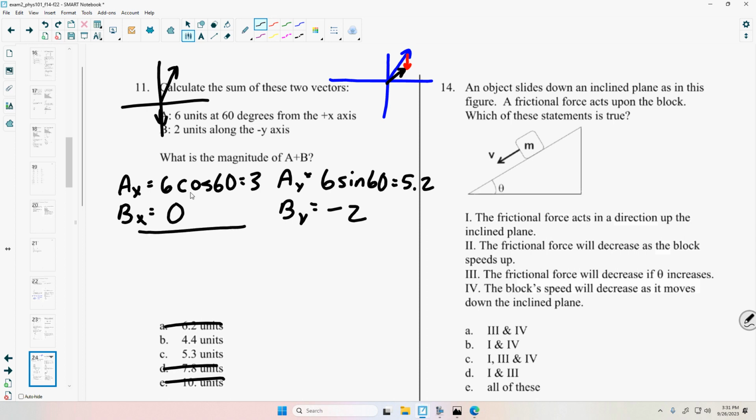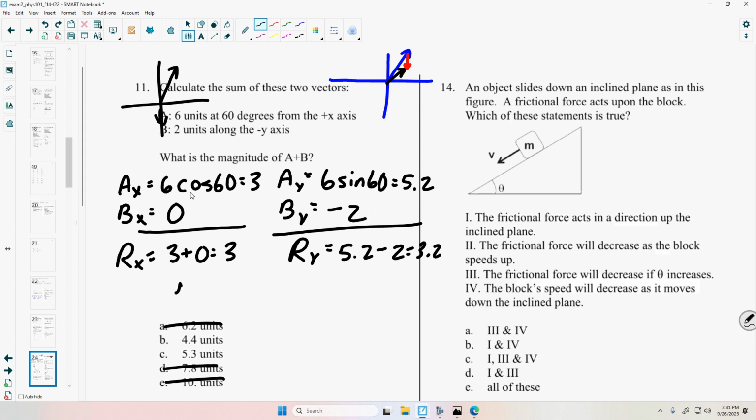Next, I add these together to get Rx and Ry. That's equal to 3.2. And then if I want to know the magnitude, I do the square root of 3 squared plus 3.2 squared. Get 4.4. Yeah, B is the right answer. Definitely going to have one of those.